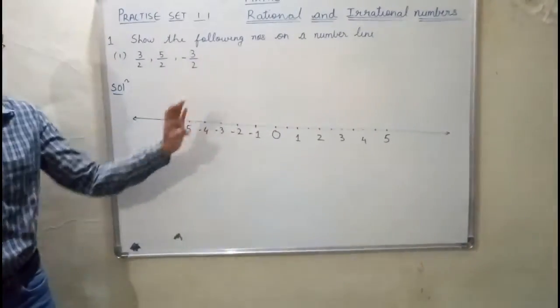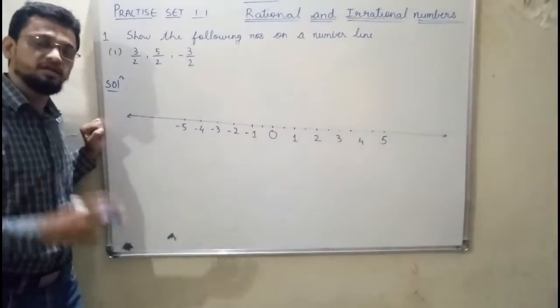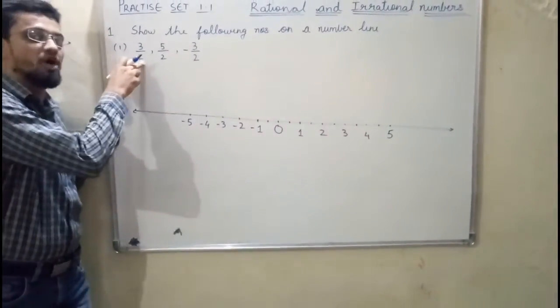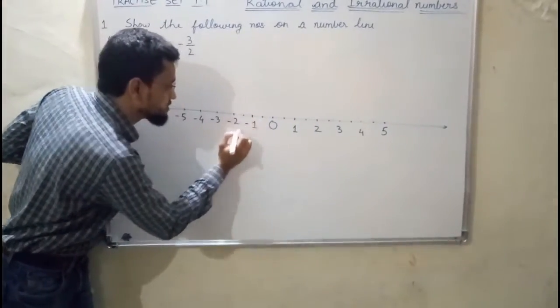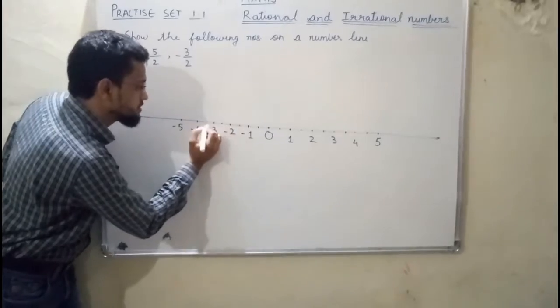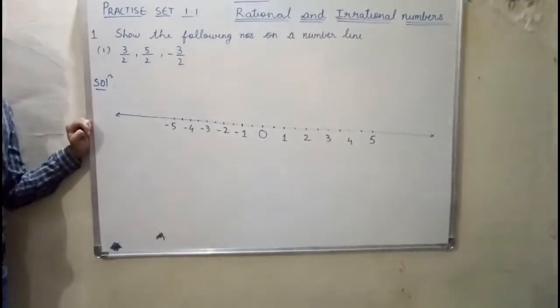Similarly, on the left hand side of 0, between 0 and minus 1 there will be 1 point. We are dividing it into 2 equal parts because the denominator here is 2. Between minus 1 and minus 2 there will be another point, then minus 2 and minus 3, minus 3 and minus 4, minus 4 and minus 5.